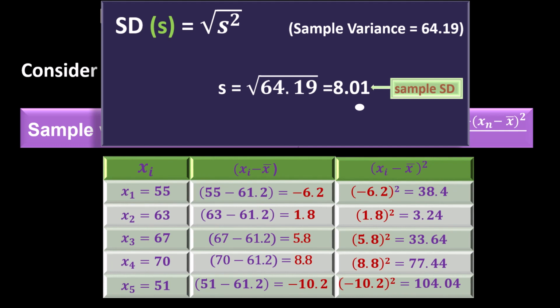In my next video, I am going to explain one more example for the sample variance and the sample standard deviation.